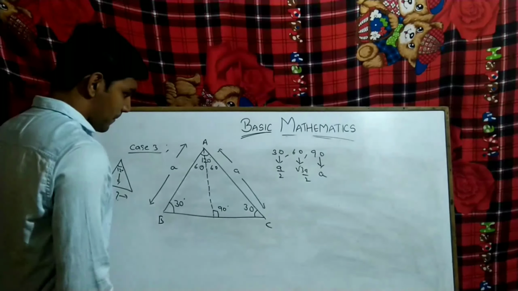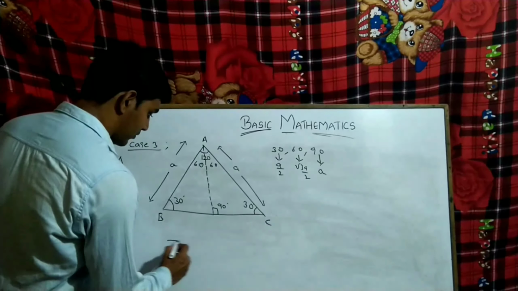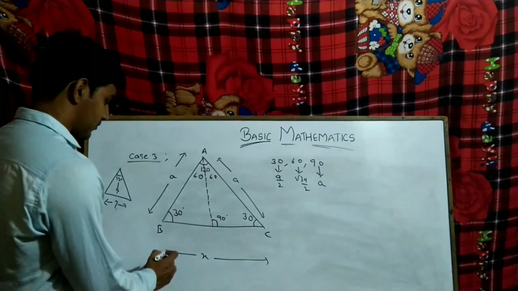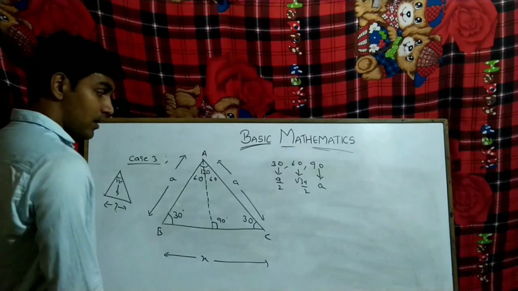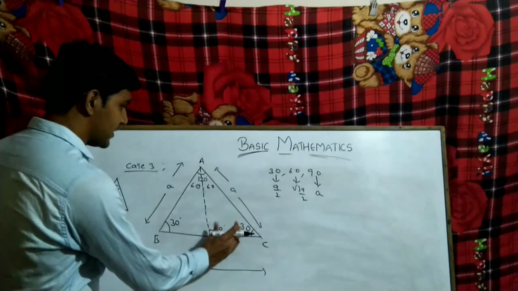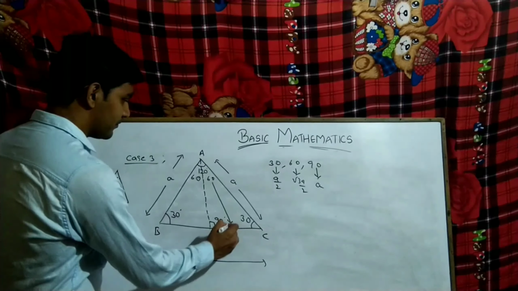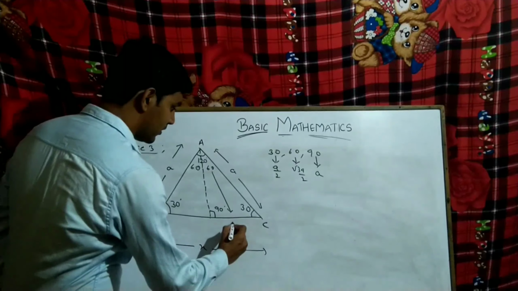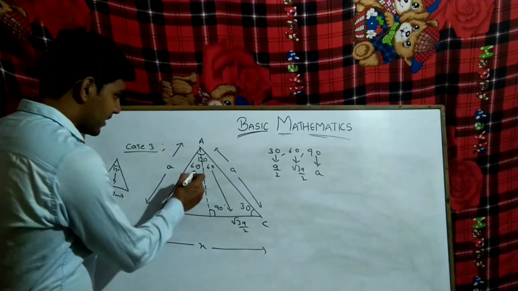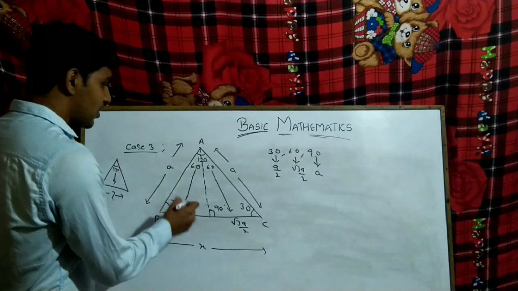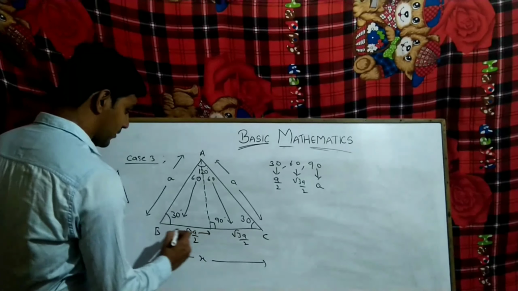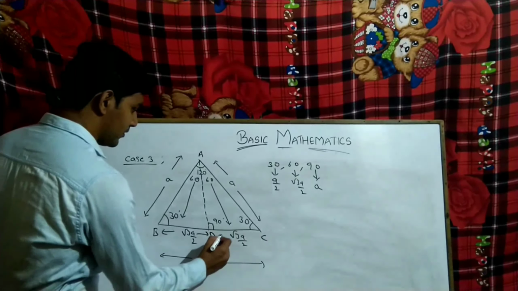Now we have to find this value, the total. I am taking only this part now. For 60, the opposite side is root 3a by 2. But here also there is a 60, so the opposite side is again root 3a by 2, up to here. Let's take this point D.